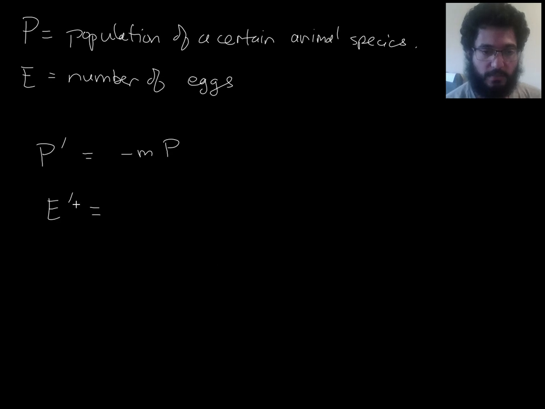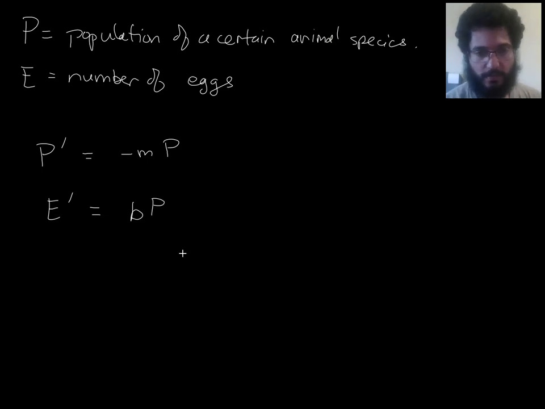But let's just look at the number of eggs that's laid by the population. So let's say that in any given unit of time, each member of the population lays B eggs. Then B times how many there are in the population is how many eggs you would expect to gain per unit time. So that is a positive contribution to E prime, the rate of change of the number of eggs over time.